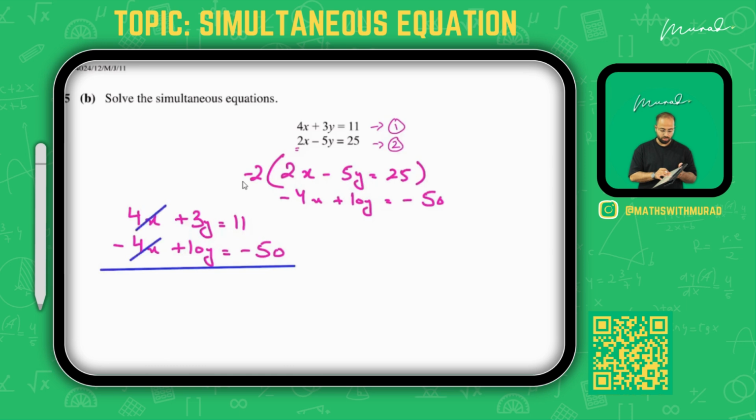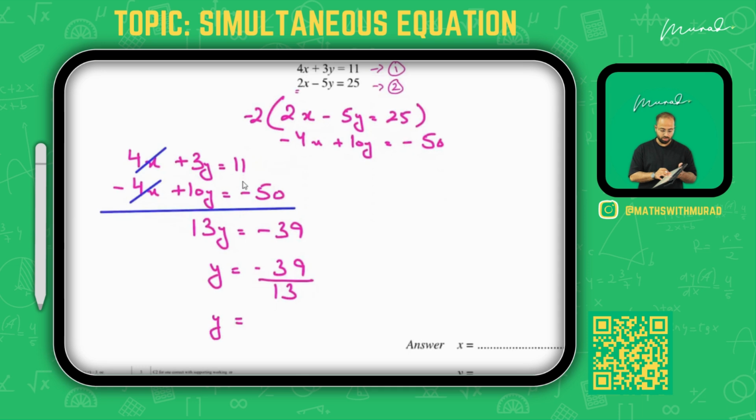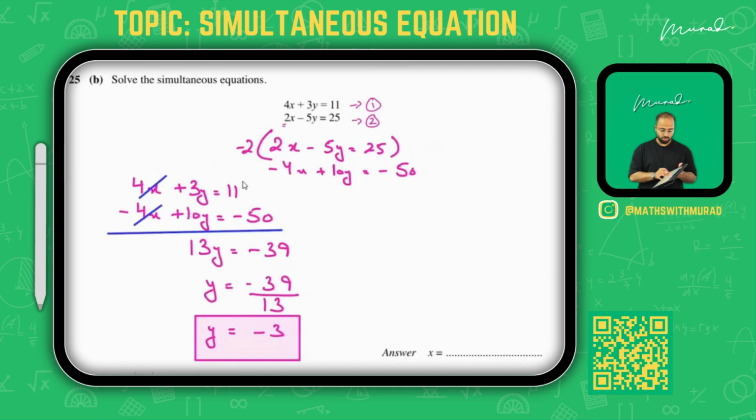I can cancel out. Now 3y plus 10y becomes 13y. So I'll write 13y equals minus 50, and we have a plus 11 over here. So it becomes minus 39. So we can easily get that 13 is being multiplied by y, so y is going to be -3. So now I've already got the value of y.